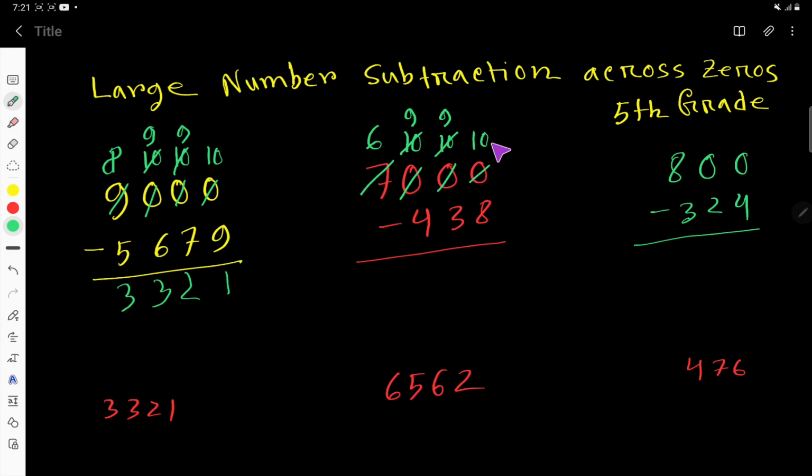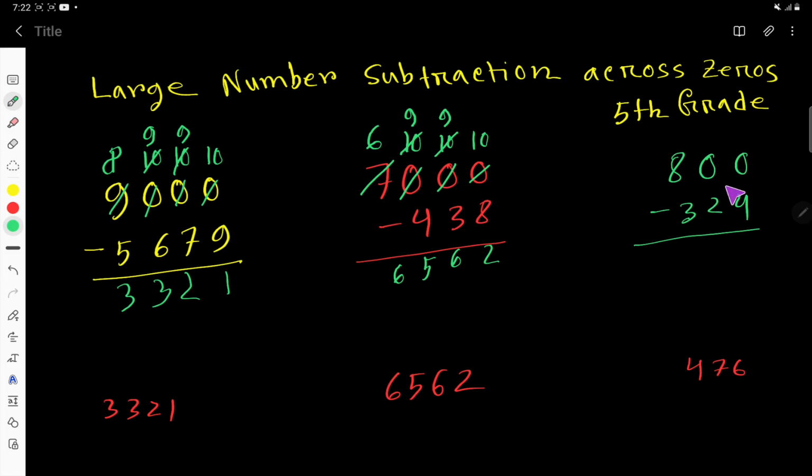Now subtract: 10 minus 8, 2. 9 minus 3, 6. 9 minus 4, 5. And 6 minus, we have nothing here, you can consider 0. So 6 minus 0, 6. So this is the result.